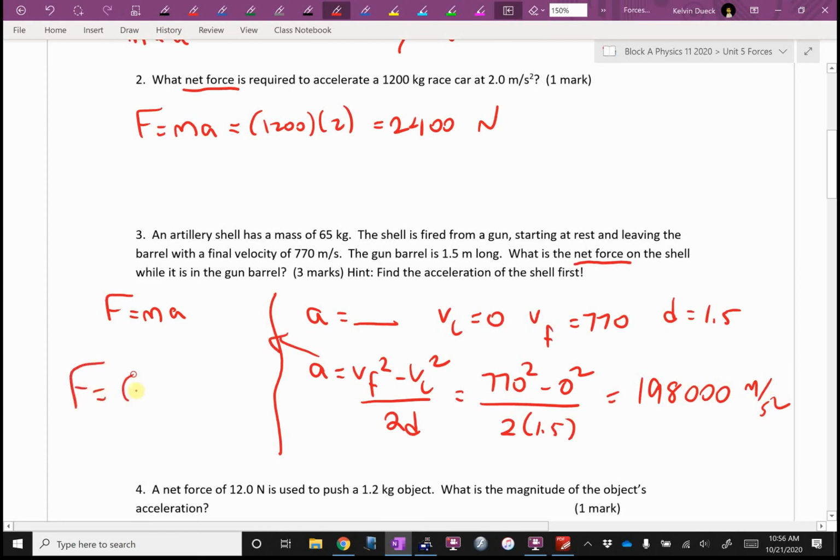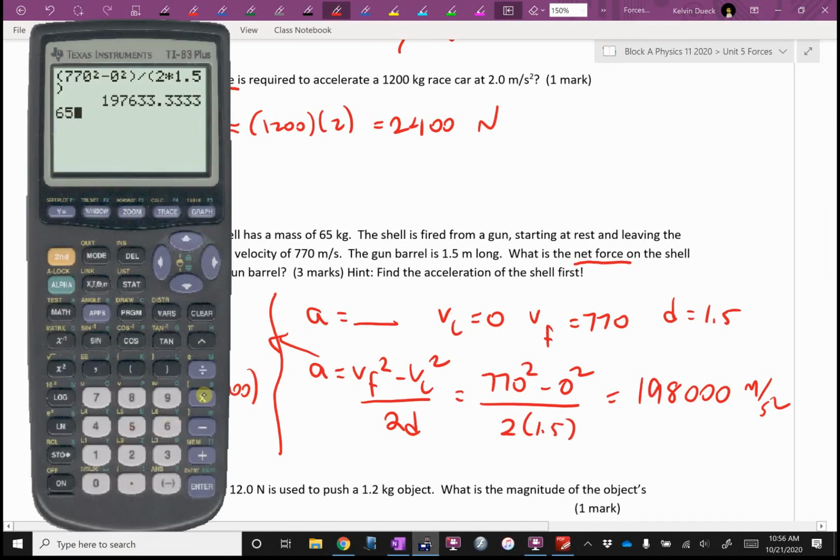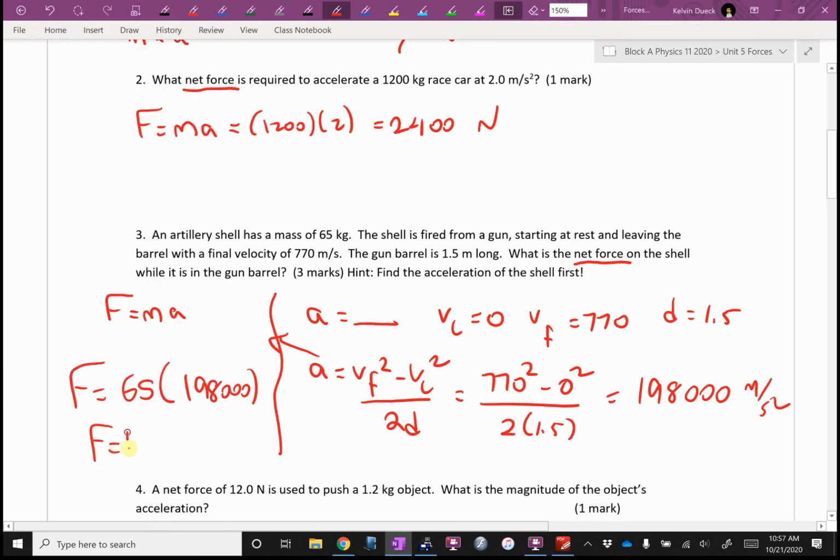So the net force is going to be 65 times 198,000, but of course I'm using my answer button. 65 times answer button, and I get that. I'm going to write that in scientific notation because it's less work. 1.28 times 10 to the 7. Or if you wrote it out the long way to 3 sig figs, it would be 128 and then 5 more zeros, I think. Whatever. Newtons. Yep. But you did extra work.